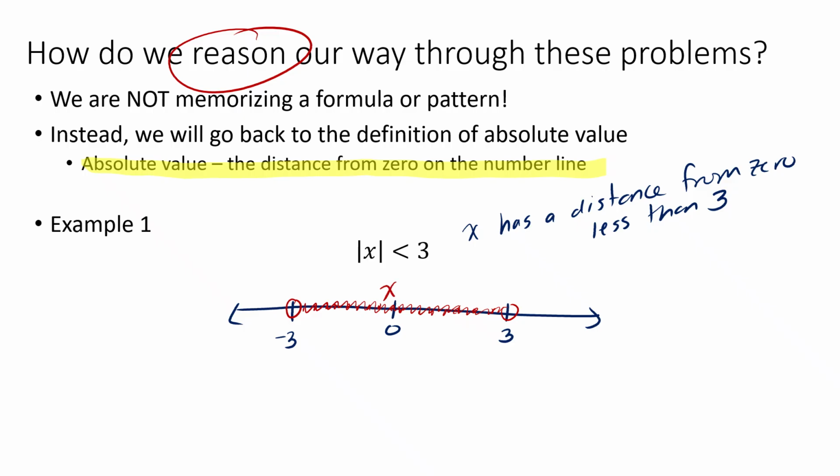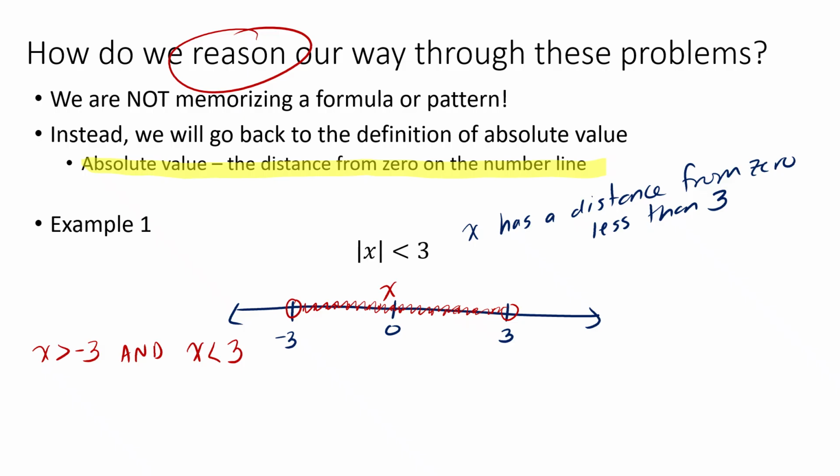So you can do this with two inequalities. You could say x is greater than -3, and also x is less than 3. So it would have to be both of those things. X has to be greater than -3, and it also has to be less than 3, meaning it has to be bounded on both sides.